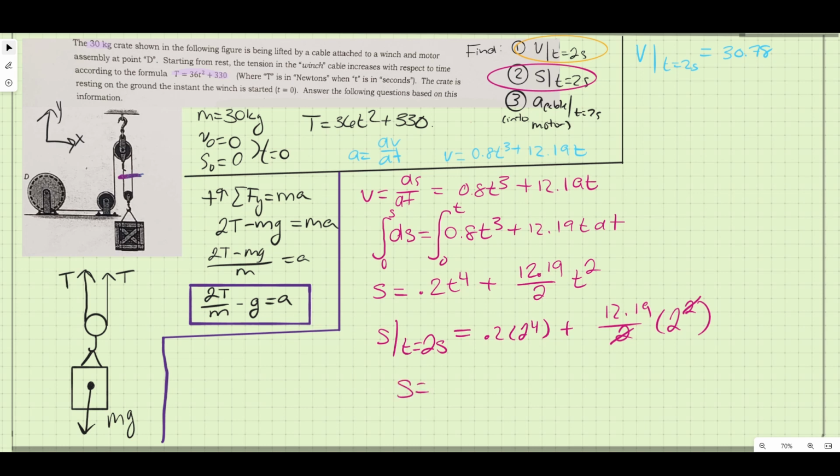And s evaluated at t equals 2 seconds will finally equal 27.58 meters. We'll denote that up in our corner for our answers. At t equals 2 seconds, s will equal 27.58.